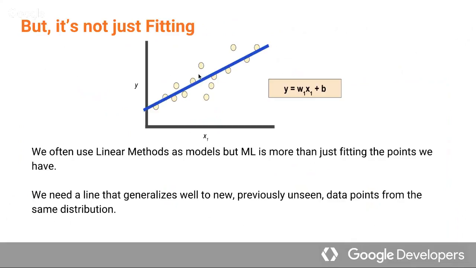But it's just not fitting data. We often use linear models, but ML is more than just fitting the points we have. We need a line that generalizes well to new, previously unseen data. That is, there should be a line which is able to pass through all the points, which actually denotes a linear model in this particular case.